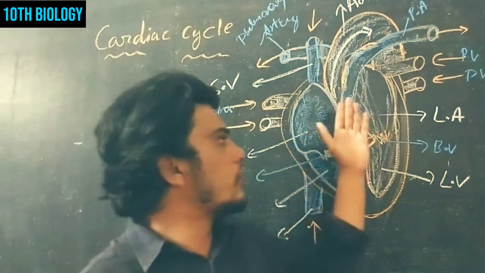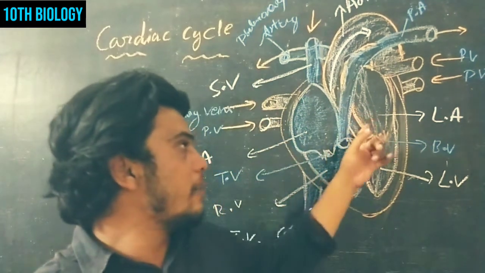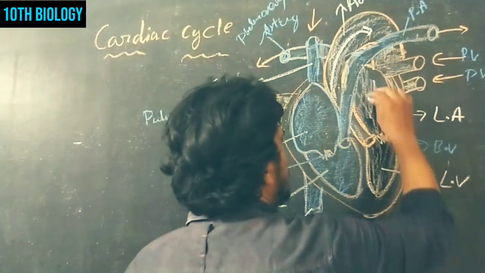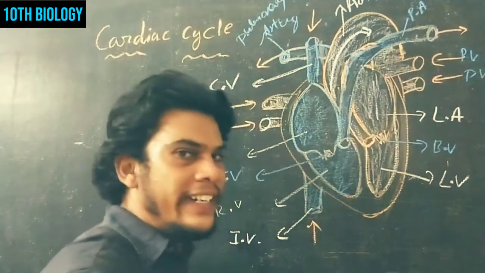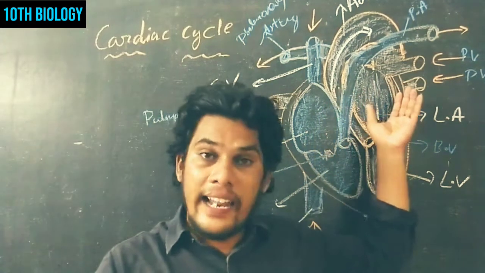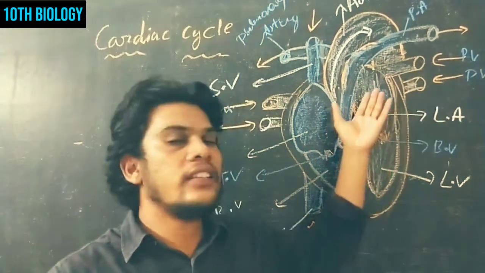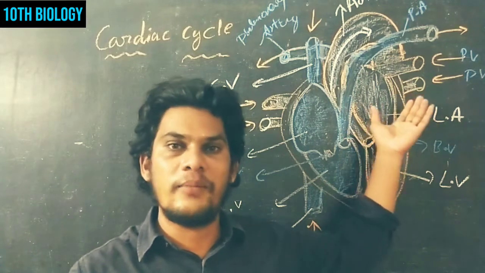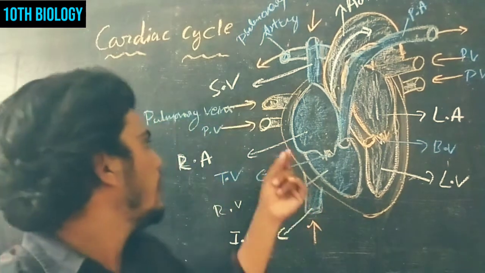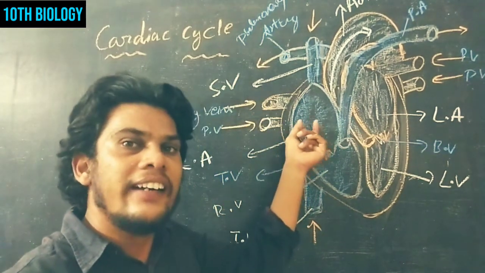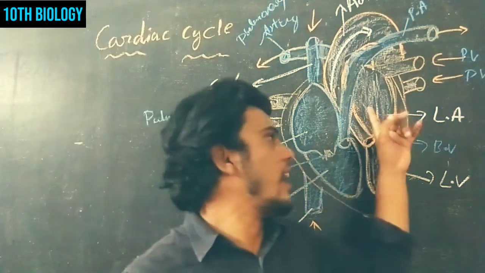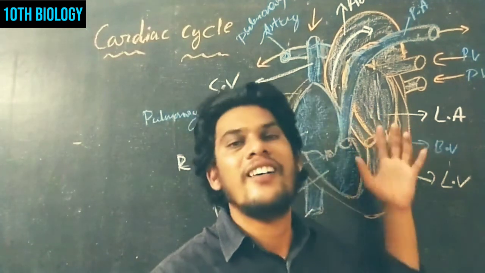Then what about the left auricle? I labeled it with white color. Look at here. This white color shade indicates pure blood, oxygenated blood. So the left auricle is filled with pure, oxygenated blood. Are you clear? So when the heart is in a relaxed state, the right auricle is filled with deoxygenated blood and the left auricle is filled with oxygenated blood.